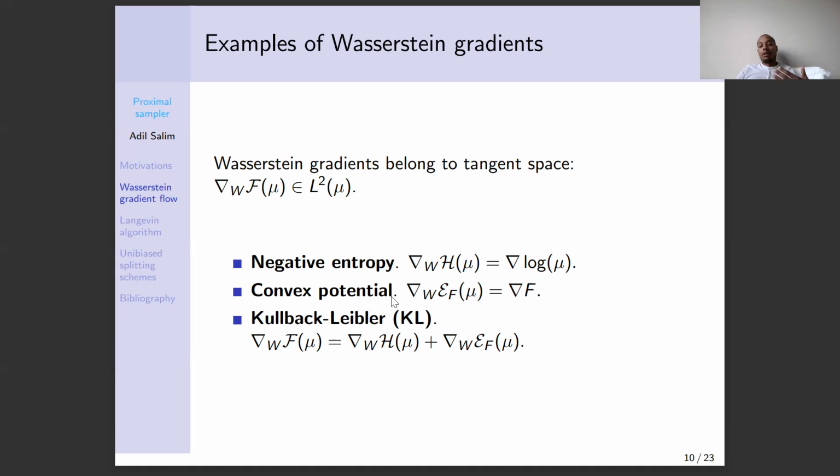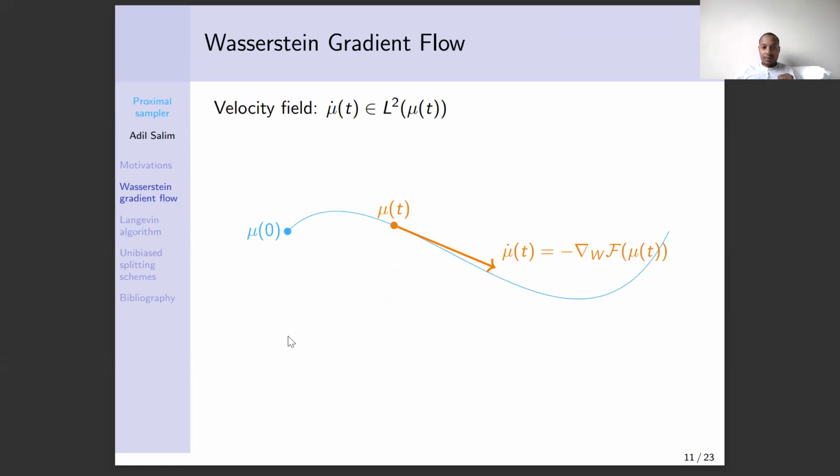For the potential, the gradient of the potential is just the gradient of f, the function that is inside the potential. And we have a sum rule under some conditions. The gradient of the KL of the gradient of f is the same, because they are equal up to an additive constant. So the gradient of the KL is equal to the gradient of the entropy plus the gradient of the potential.